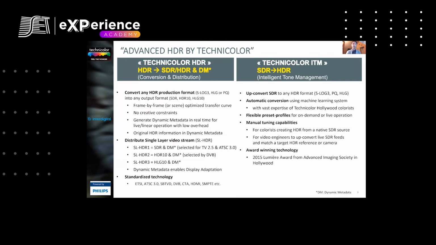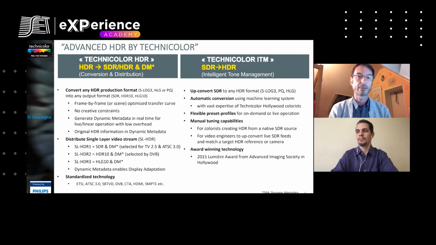So Advanced HDR by Technicolor, what is that? On the one hand, it is a distribution solution that converts at the input any HDR production format to any output format, so to SDR, HDR10, or to HLG10. This can be frame-by-frame based or scene-by-scene based conversion. There are no creative constraints. That means you can use all the colors. And the dynamic metadata are generated in real time with very low overhead. So the original HDR information is in the metadata.